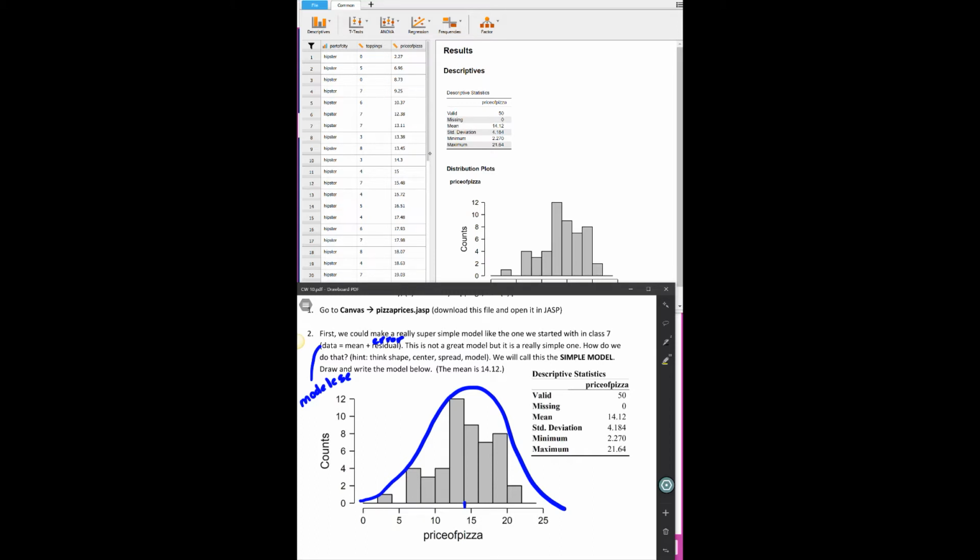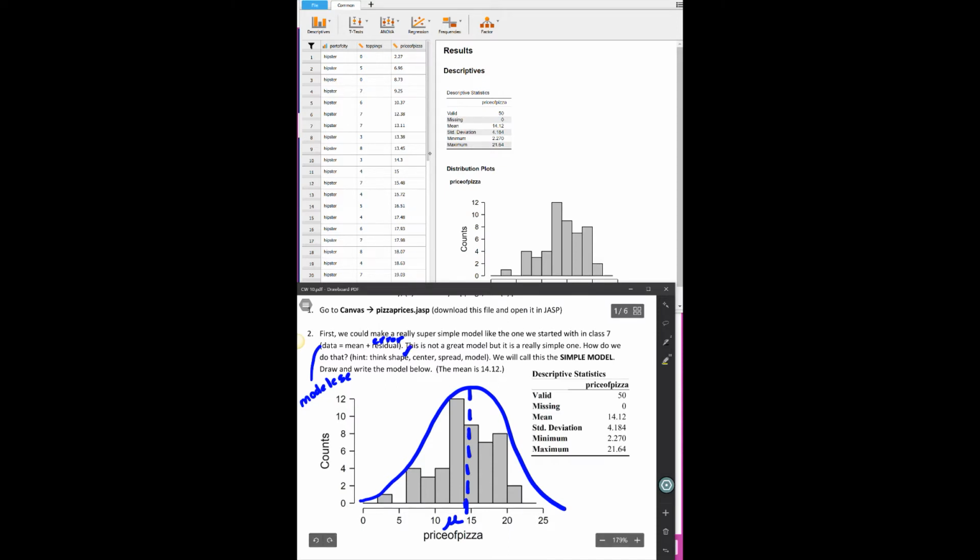Next, I want to indicate the center. As I mentioned previously, on these simple models, we represent the center using the mean. In this case, I'm going to set my mean just a little bit past 14, and I'm going to label it so that it's clear that it's supposed to represent the mean of the population. The symbol that I'm going to use for that is the Greek letter mu, since that represents the mean of the population.